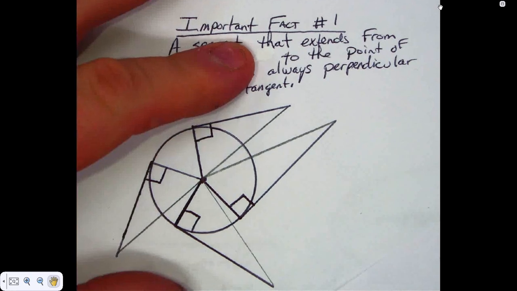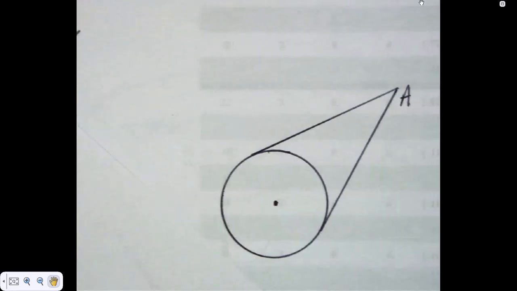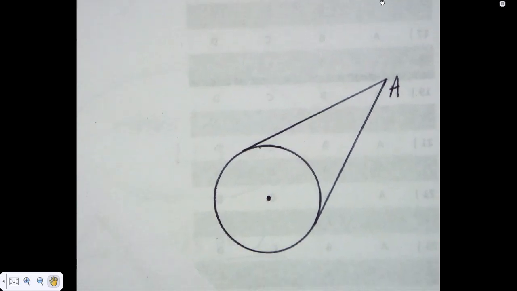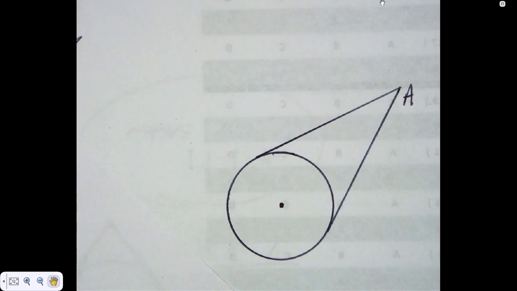Okay. All right, important fact number 2 will look like this. How did I know you were going to be the one that saw an ice cream cone out of that?